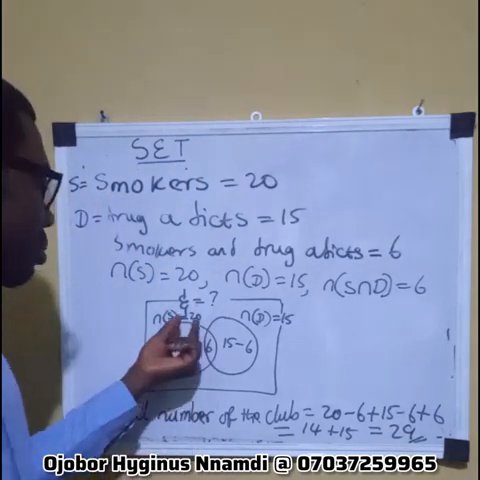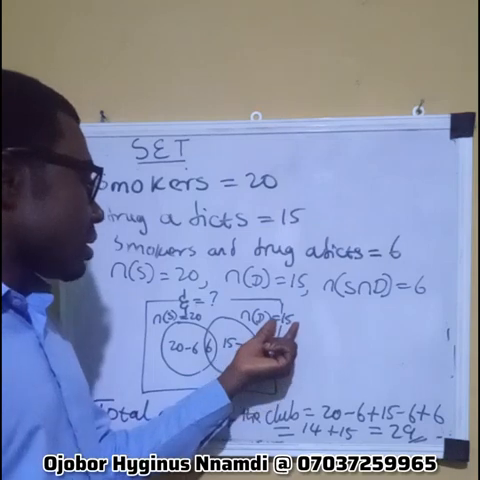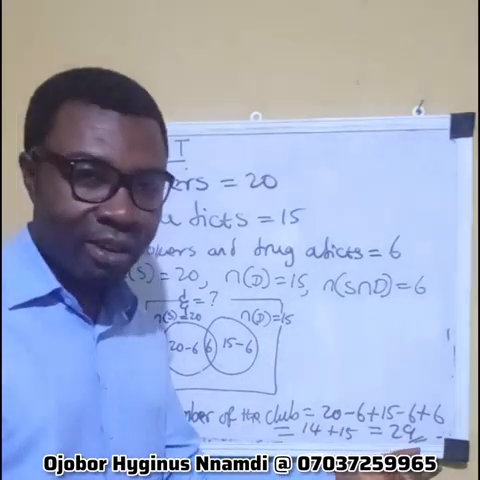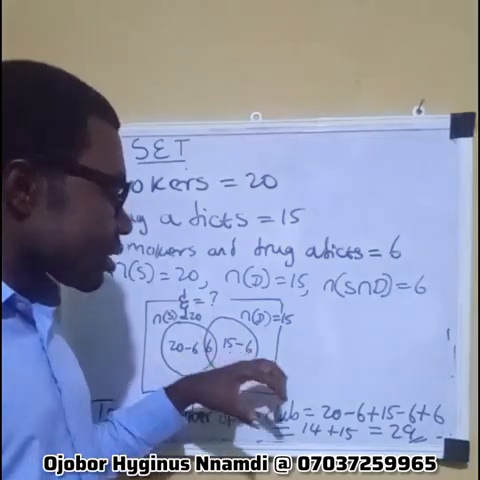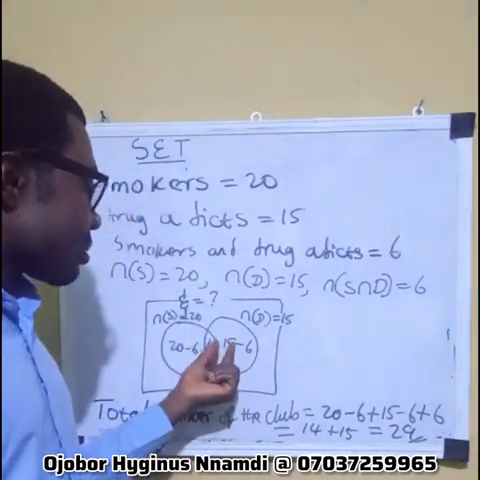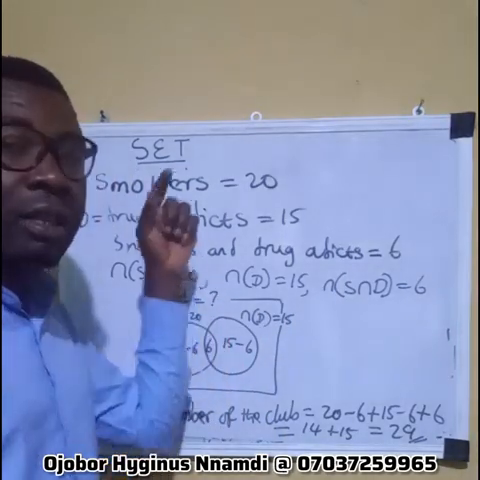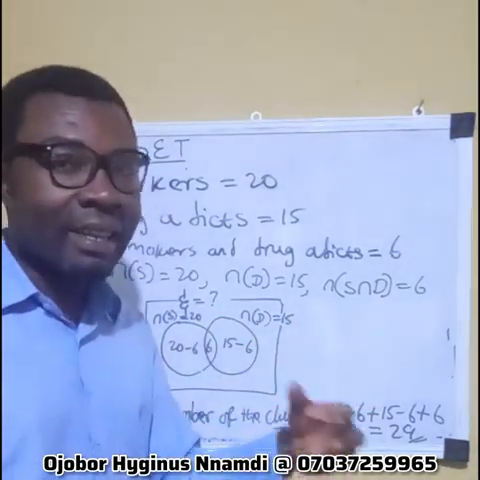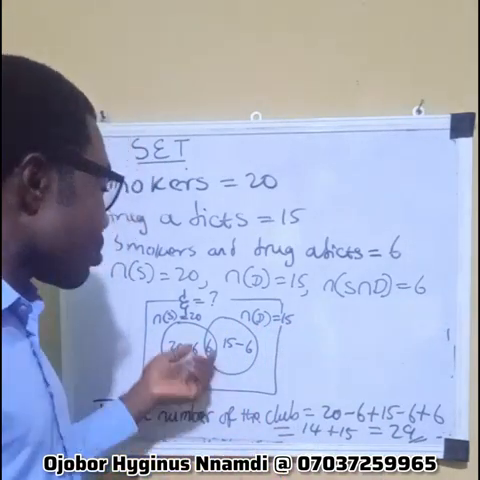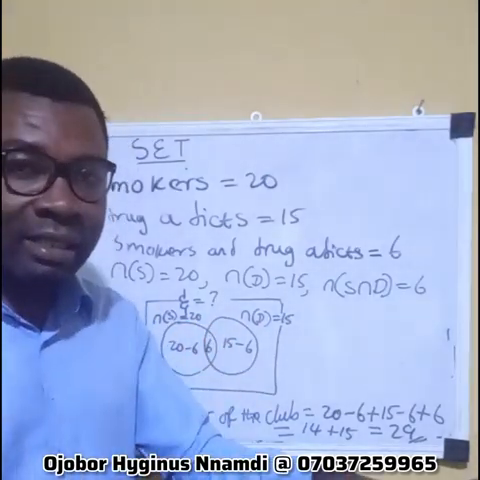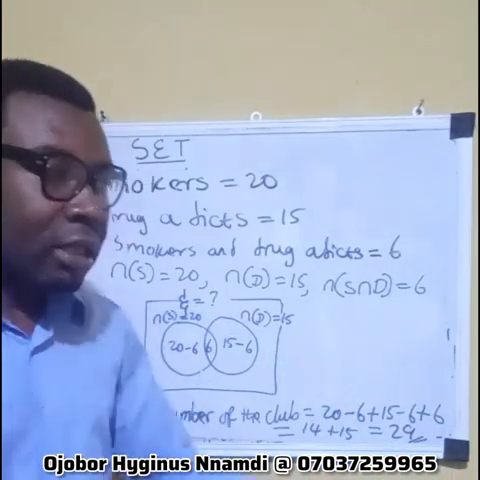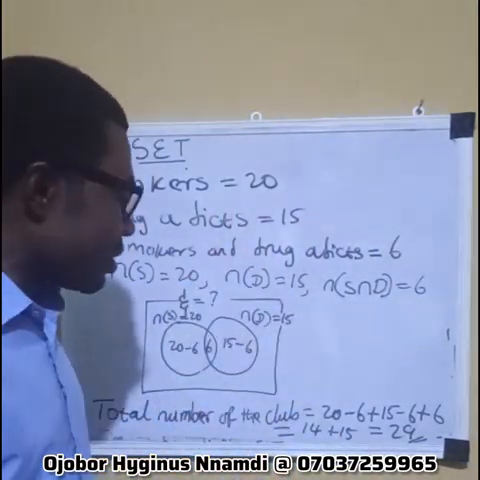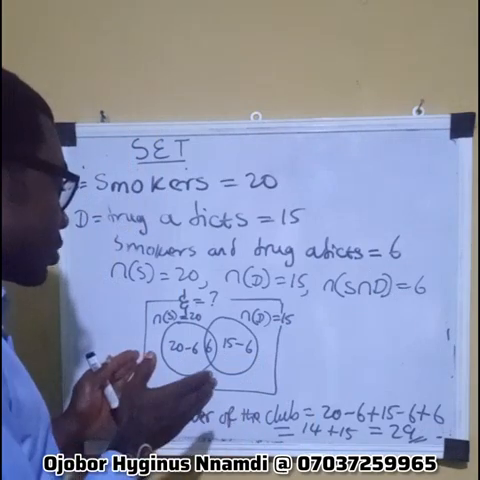So if you look at this now, the number of smokers, we have 20, while the number of drug addicts is 15. If you add number of smokers and number of drug addicts, it is more than just the number of people in that club. That is because you have counted some people twice. You counted 6 of them as smokers. You also counted same 6 people as drug addicts. That's why the sum of smokers and drug addicts will give you a number greater than the total number. So that is why we have to remove those that are both smokers and drug addicts as a different group, those that are smokers only as a different group, and those that are drug addicts only as a different group. This is how you solve set of two subsets.